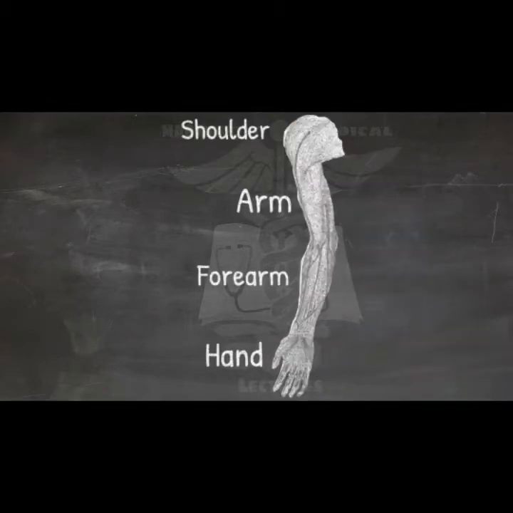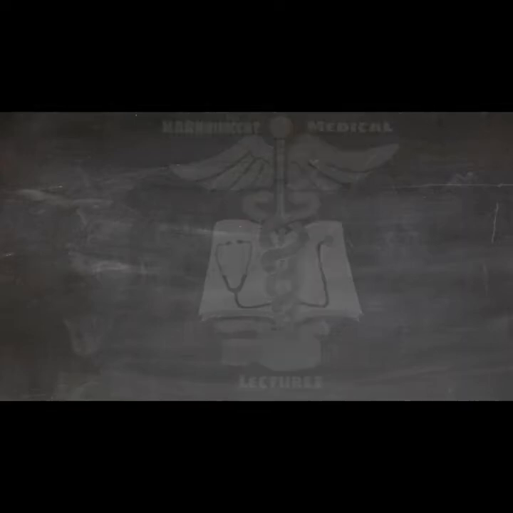In this video, we are going to discuss the arteries, veins and nerves of each upper limb region: the shoulder, arm, forearm and hand. Altogether these form the neurovascular compartment of the upper limb.